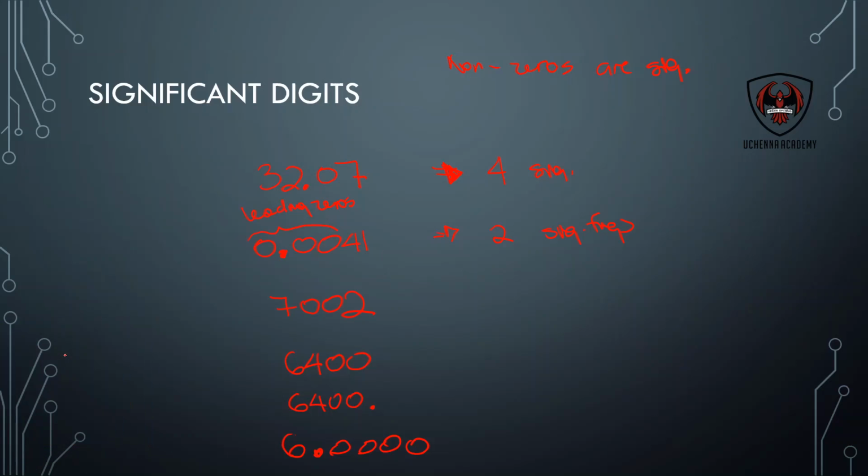And then I have 7,002, and I already said that. I said if a 0 is in between non-zero digits, as in the first example, it is significant, and it holds true whether there's a decimal or not. So there are 4 significant figures here.